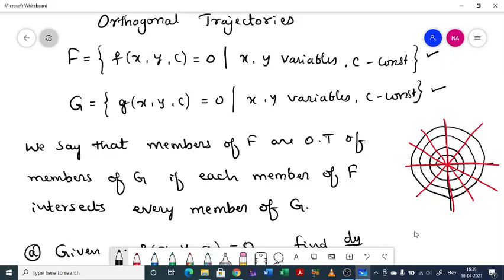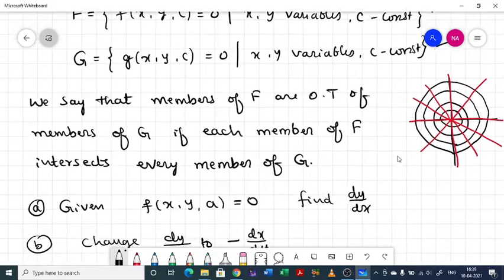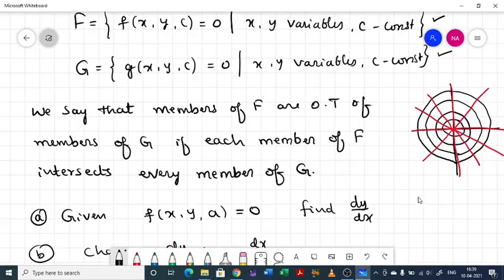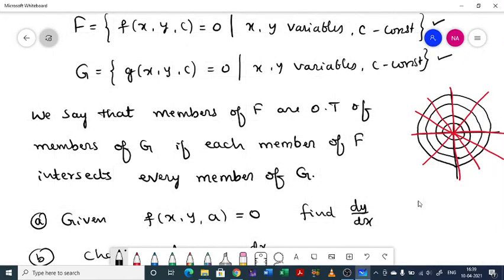To find the orthogonal trajectory of the given equation or given curve, generally you will be given f of x comma y comma a equal to 0. This denotes the general member of one family. One member of this family will be given, and from that you have to find the corresponding member of the other family.